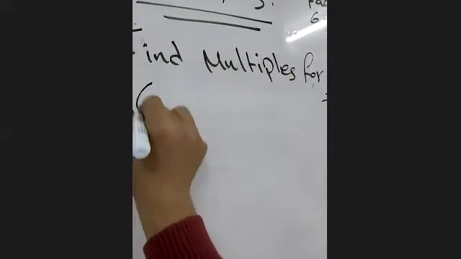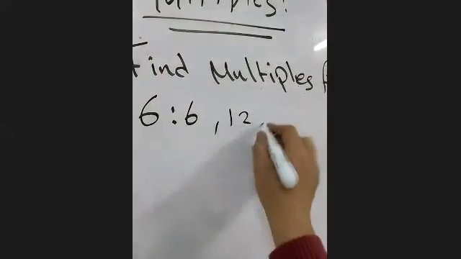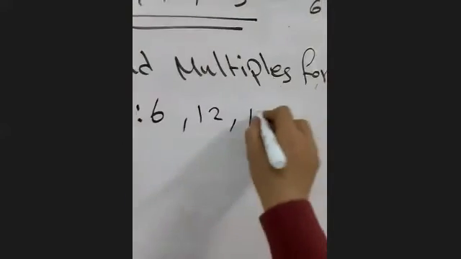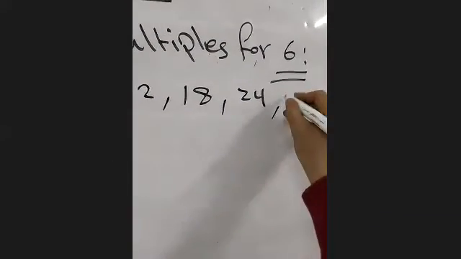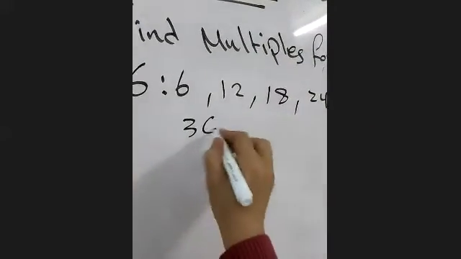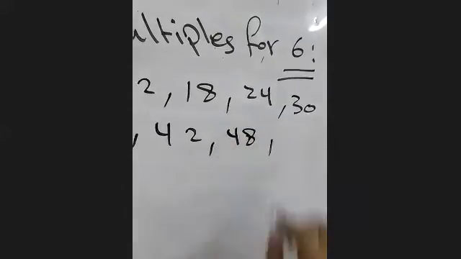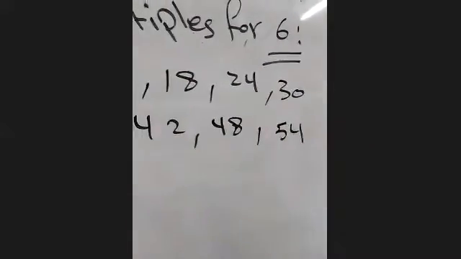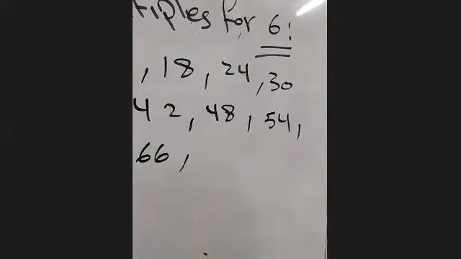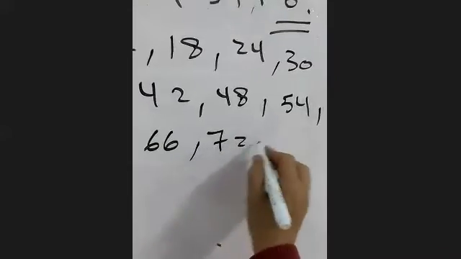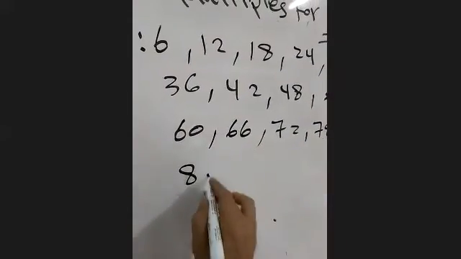Let's start with the multiples for 6. 6 by 1, 6. 6 by 2, 12. 6 by 3, 18. 6 by 4, 24. 6 by 5, 30. 6 by 6, 36. 6 by 7, 42. 6 by 8, 48. 6 by 9, 54. 6 by 10, 60. 6 by 11, 66. 6 by 12, 72. 6 by 13, 78. 6 by 14, 84.